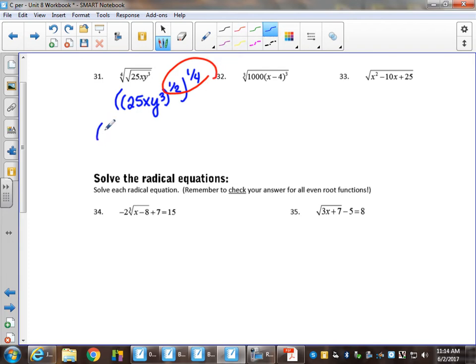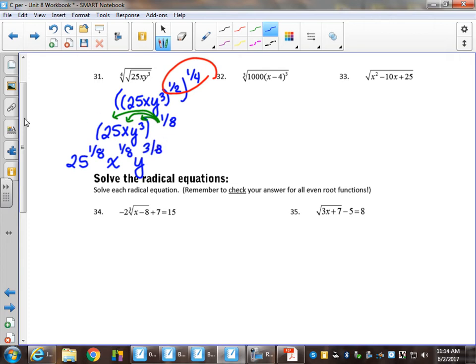Multiply them. So on the inside, we still have 25x times y to the third. But now this is raised to the 1/2 times 1/4 is 1/6. Careful. 1/8. 1/8. What are we going to do with that power? Send it in. How many times? 3. So this will be 25 to the 1/8. What next? X to the 1/8. Y to the 3/8. Very good.